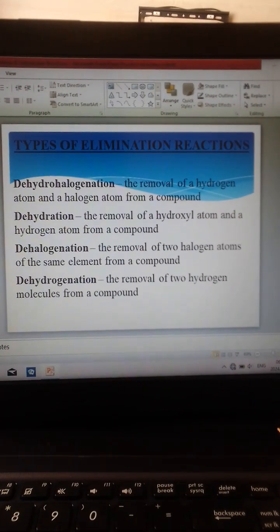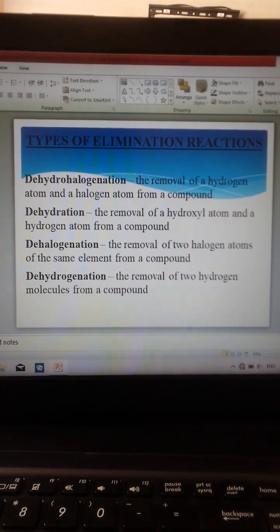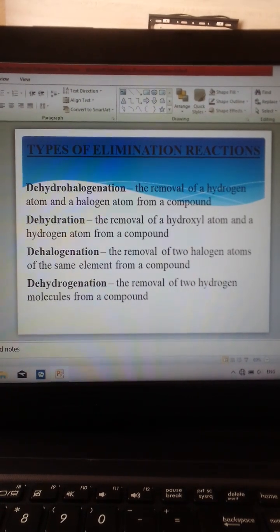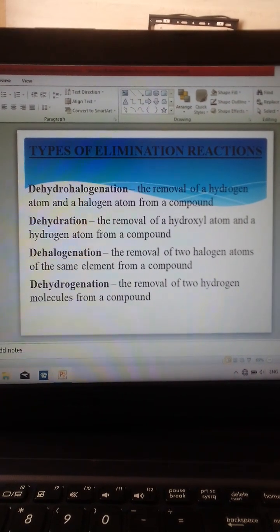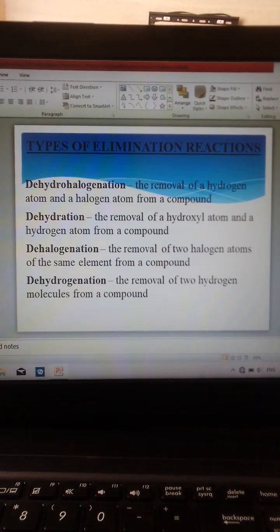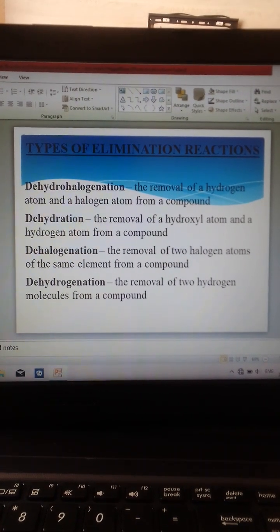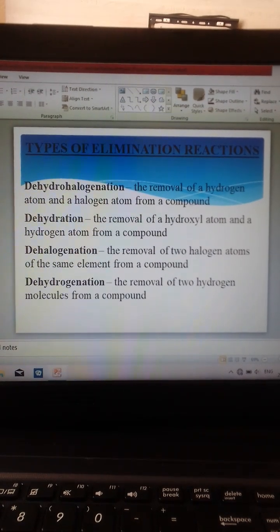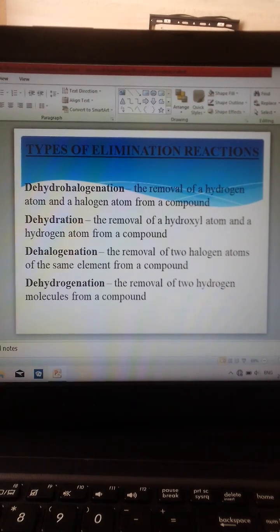Hello grade 12s and welcome to another lesson under physical sciences in the topic of matter and materials. Right now, even though you're not supposed to know this, we're going to be dealing with elimination reactions. The types of elimination reactions that we're going to be dealing with are listed below.